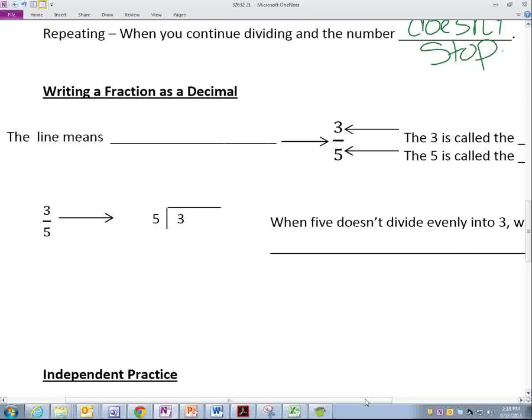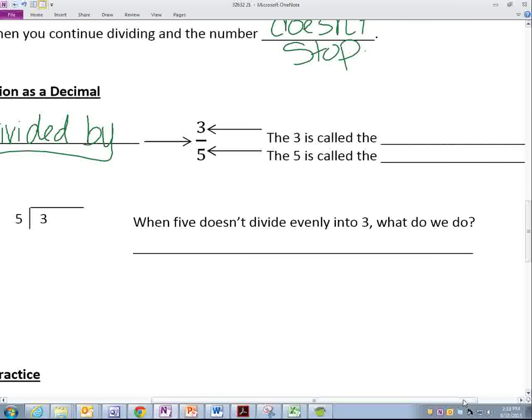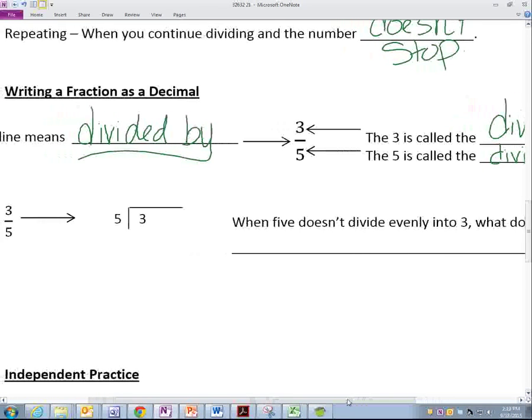This line in the middle that's pointing to means divided by. So I just wrote something, so you should be writing something. There you go. The 3 on the top is called the dividend. And because we've talked about this about 5 minutes ago, this one is called the divisor.